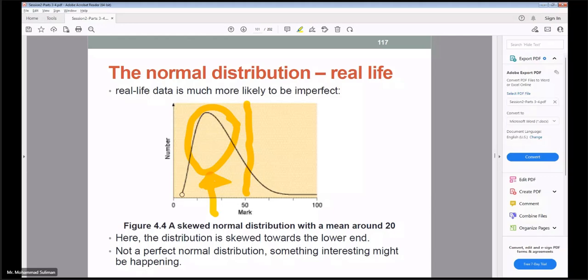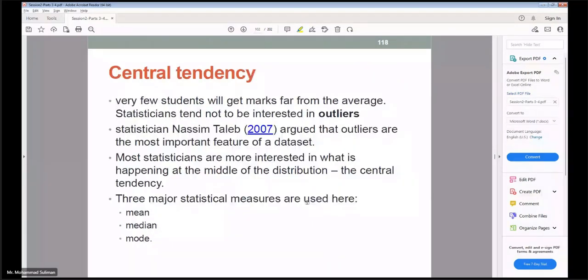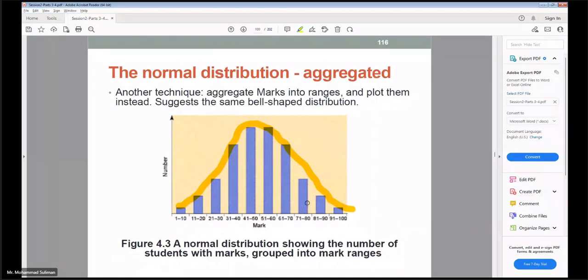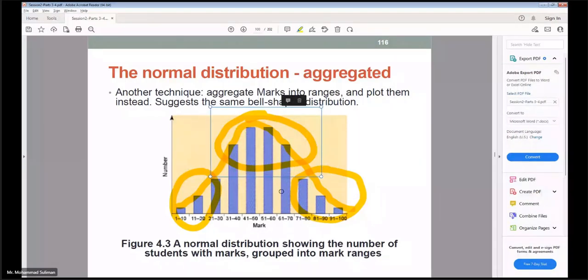Then central tendency. Very few students will get marks far from the average, so statisticians tend not to be interested in this. Most statisticians are more interested in what is happening at the middle, at the center of the distribution. Forget about these, they are exceptional cases. Most of the time they look at the average part. So what is happening here? How are the average students doing?